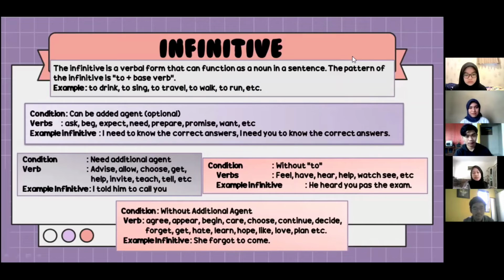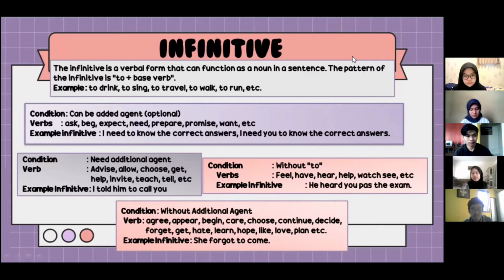Okay, infinitive. The infinitive is a verbal form that can function as a noun in a sentence. The form of the infinitive is to plus base verb. Example: to drink, to sing, to travel, to walk, to run, etc. Condition: can be with an optional agent. Verbs: ask, beg, expect, need, prepare, promise, want, etc.